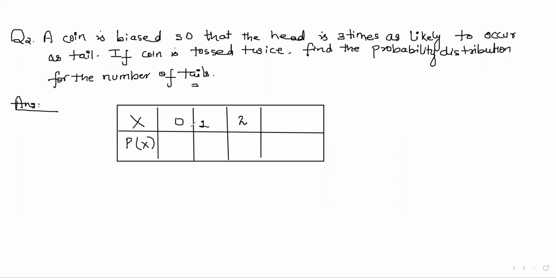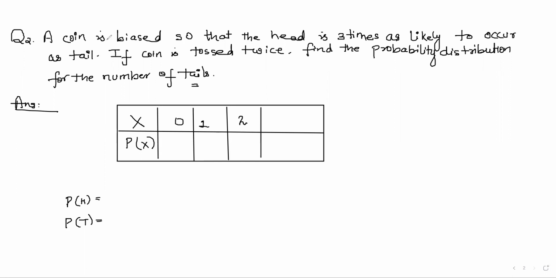So X is a random variable. We have written it here. Now we will find the probability. When you represent this in tabular form, this is called the probability distribution. Whenever they ask you about the probability distribution, find X, find the probability. That will be your final answer. Now here they are saying the coin is biased so that the head is 3 times as likely to occur as tail. So first of all, please tell me what is the probability of head and what is the probability of tail.